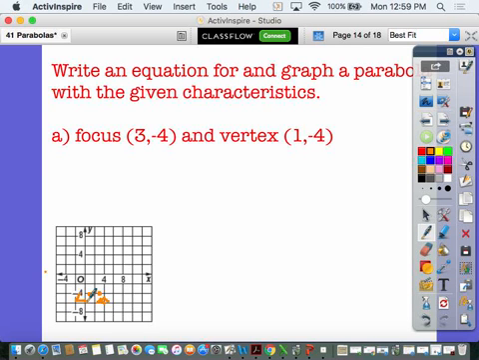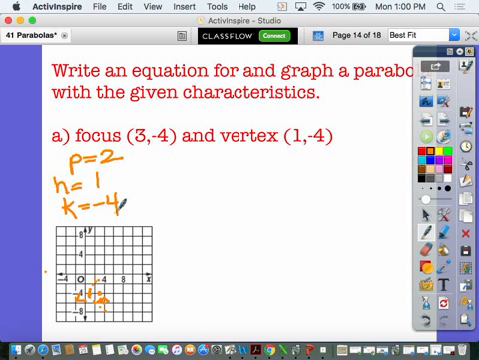Just off that alone, you know how your parabola is opening. It's going to open to the right, because remember the focus has to be on the inside of the parabola. And on top of that, you know your p. It's the distance between the focus and the vertex. Well, to go from 3, negative 4 to 1, negative 4, that's nothing but 2. So you already know your p is 2. And you already know your h and k because you were given your vertex, which is 1 and negative 4. So we have all of this information to write our equation.